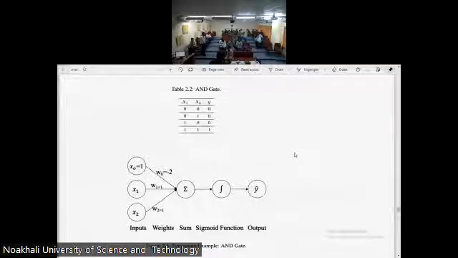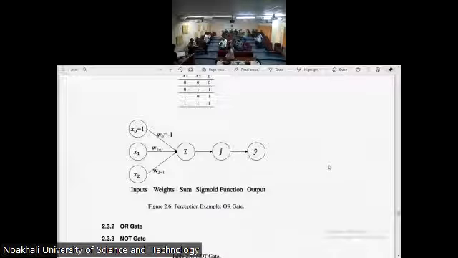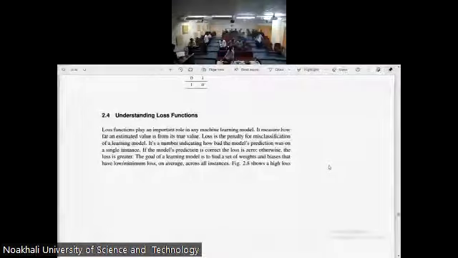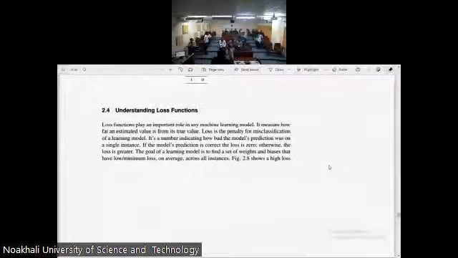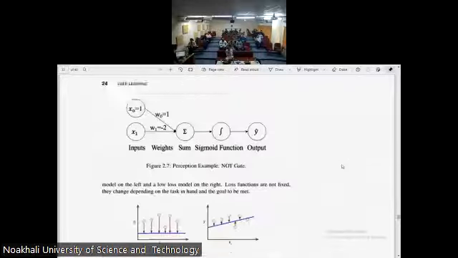Similarly, we can have an AND gate and an OR gate. The loss function is nothing but the difference between the expected output, the actual output, and the predicted output. The actual output is given in the data, and the predicted output is the prediction by the model. So the difference between y and y hat is the loss, nothing else. In the next session, we will start with the loss function.